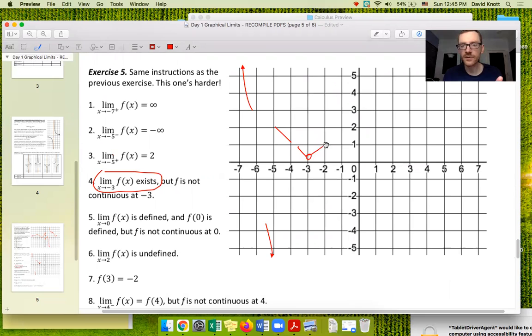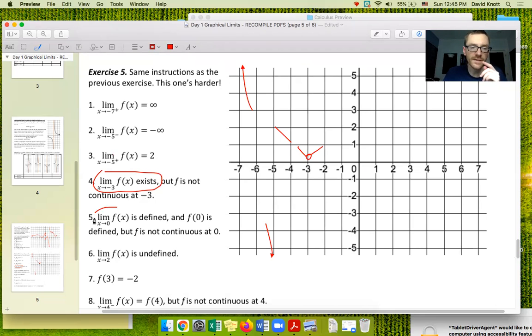I'm not drawing graphs way over here because I know that there's going to be other requirements over here and I want to make sure I don't contradict them. So moving on to number 5, the limit as x approaches 0, that's the two-handed limit, is defined. And f of 0 is defined, but f is not continuous at 0. Very similar to the last problem.